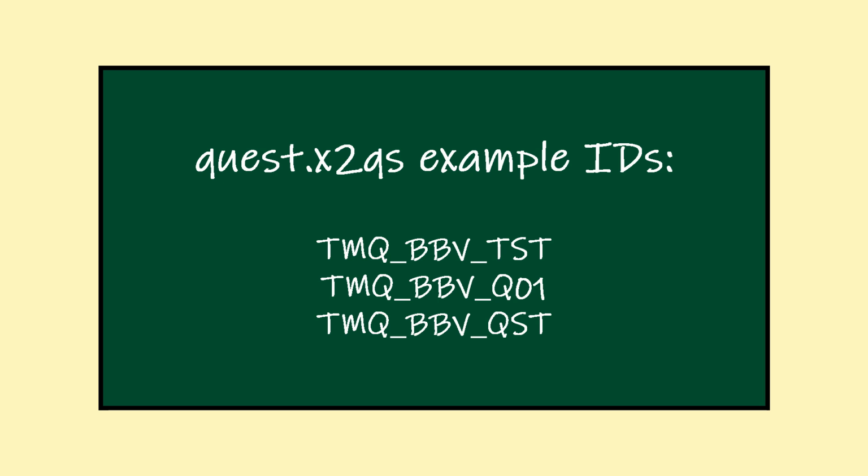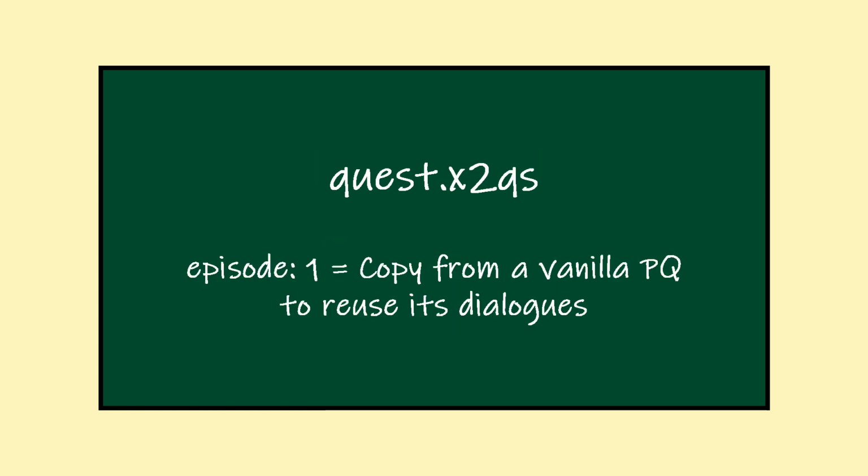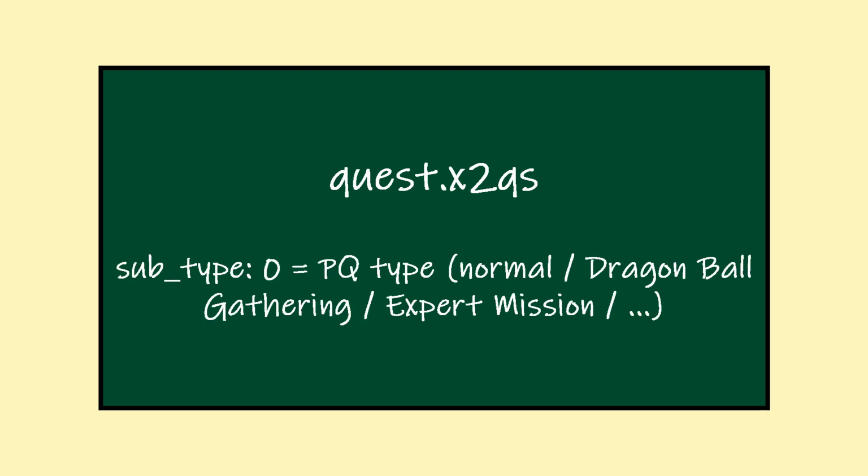Ultimately, what you name it is up to you, but remember that TMQ_ must be the very first part of your quest ID. Next up is episode 1, and the comment tells you what it does, but to put it simply, if you plan to reuse the base game's dialogues, then look at the quest from which you want to reuse the dialogues, open its quest.x2qs, and copy the episode number into your own quest. Then just copy over the dialogues that you want to use, and that's all. Either way, for now we will ignore it.